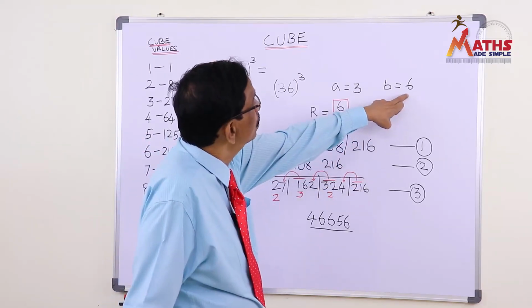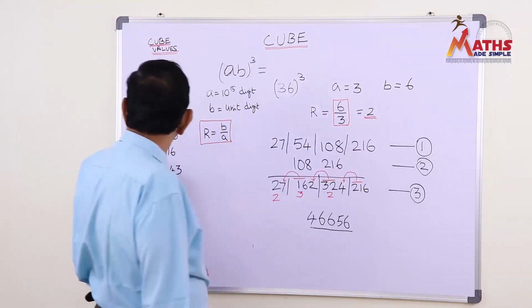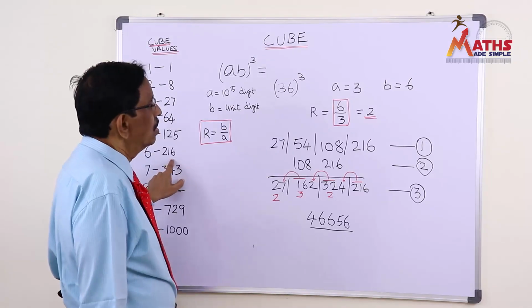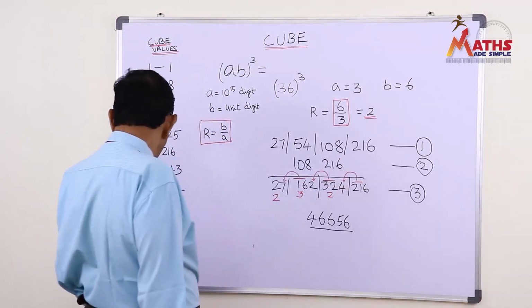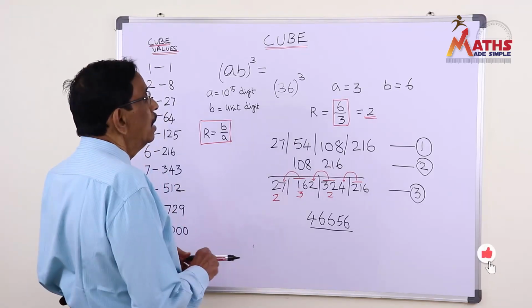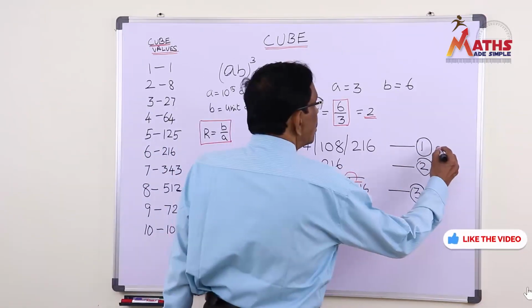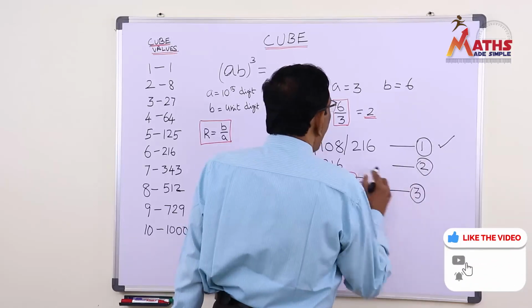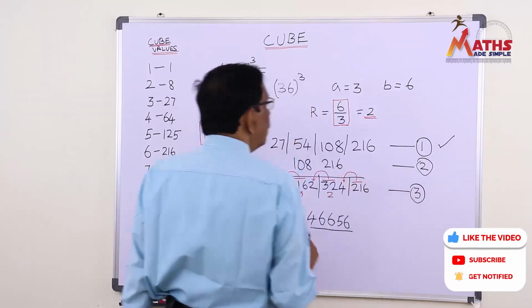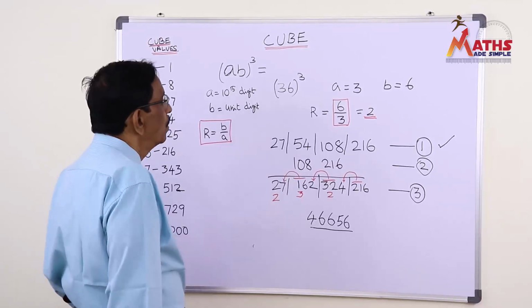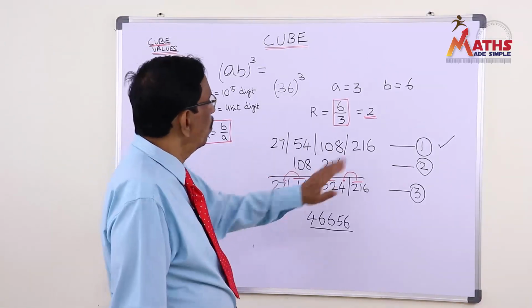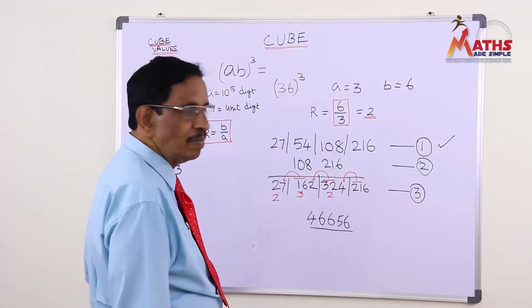B cube is 6 cube. 6 cube is 216. So we got the same answer here. The moment you get the same answer here, our line 1 working is correct. Always cross check the fourth digit whether it is exactly matching with B cube value. Then your line number 1 working is correct.